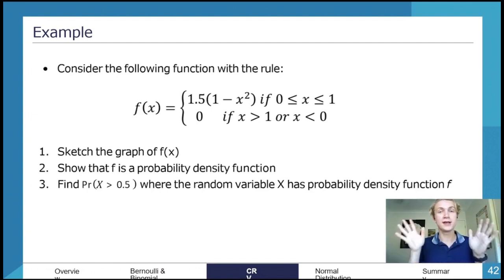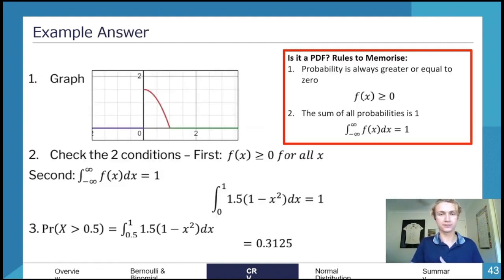We're going to go over the rules that define whether something is or isn't a probability density function, because indeed there are certain rules where if it shows this characteristic, yes it is. If it doesn't, well, no, it's not going to be. Then I'm going to ask you to find the probability that x is greater than 0.5 on this graph, and we're going to go through that and apply what I've just been talking about to that graph, where the random variable x has the probability density function of f, which is just that f of x piecewise function up there.